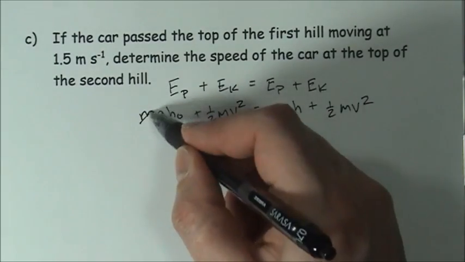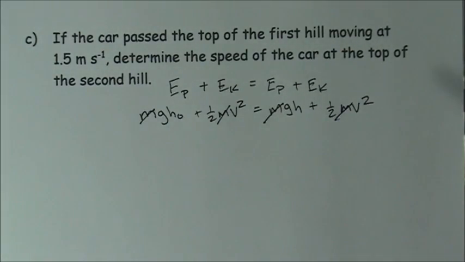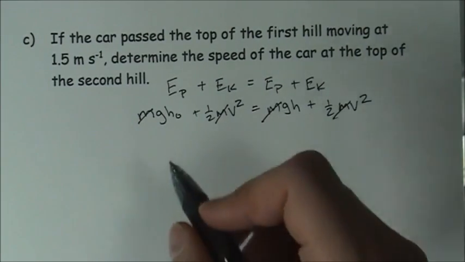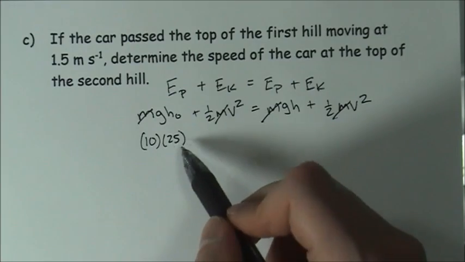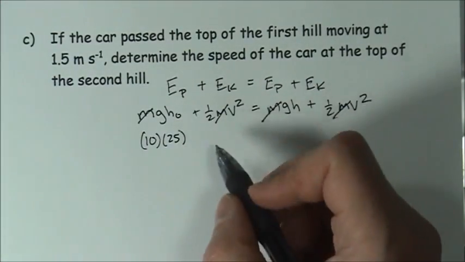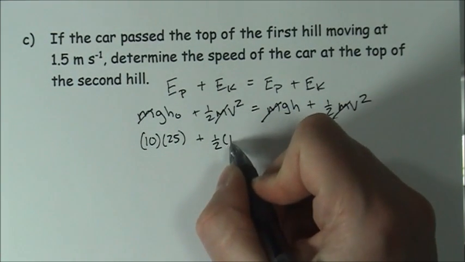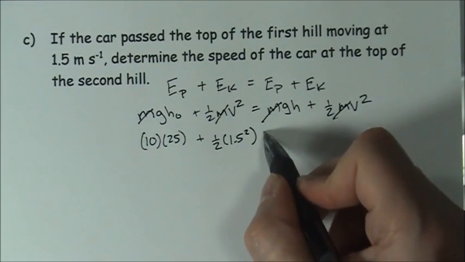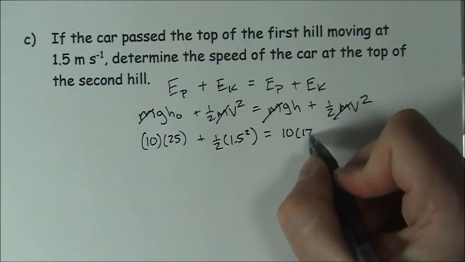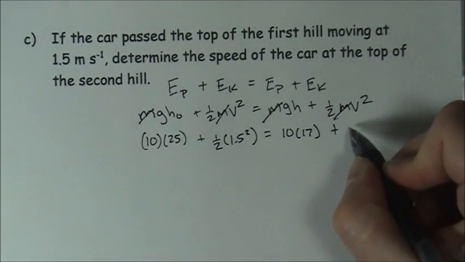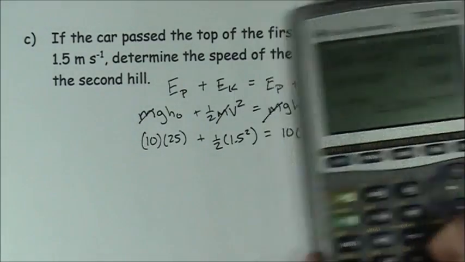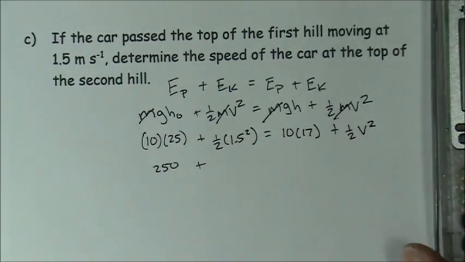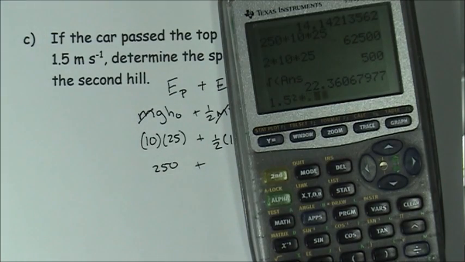So obviously in this case, we can once again get rid of all the masses, and we can go ahead and start plugging in all the numbers. So in this case, it is 10 for gravity times the initial height, which was 25. As it passed over the top of the 25-meter tall hill, the first hill, it was going 1.5 meters per second, so that's plus 1/2 1.5 squared. That must be equal to 10 times 17, the height of the second hill, plus 1/2 v squared, my final velocity. So I'll go ahead and do each of the numbers separately so that you can see the calculations getting worked through. So first is 10 times 25 is 250, plus 1.5 squared times 0.5.